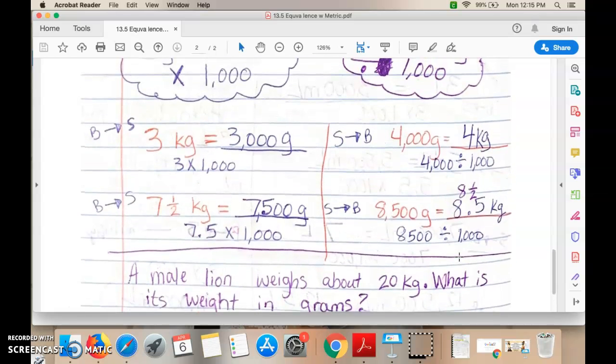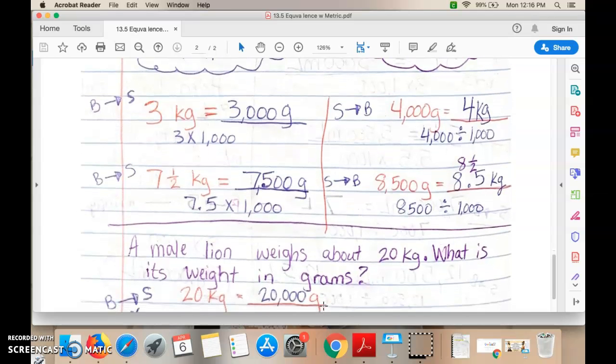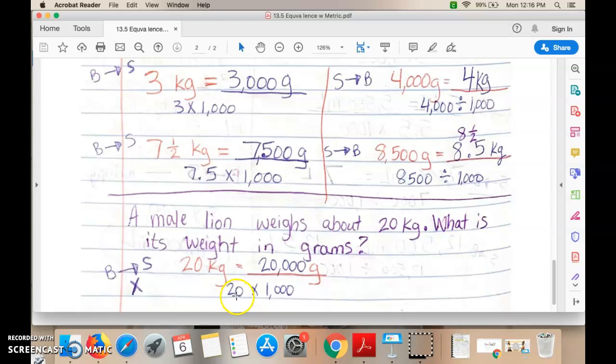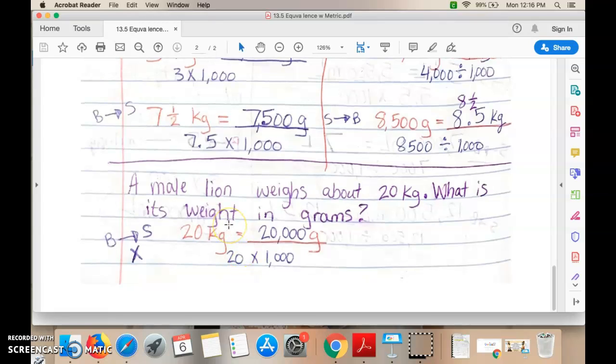Okay, if I have a male lion that weighs 20 kilograms, what is its weight in grams? Well, if I'm going from kilograms to grams, I'm going from a bigger unit of measurement to a smaller one. So I need to multiply, okay? And so I would take 20 times 1,000, and 20 kilograms would equal 20,000 grams, okay?